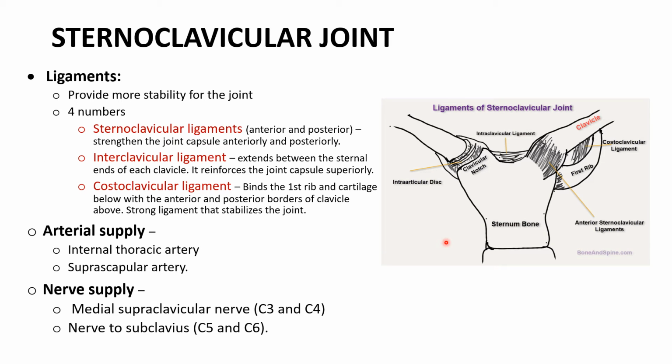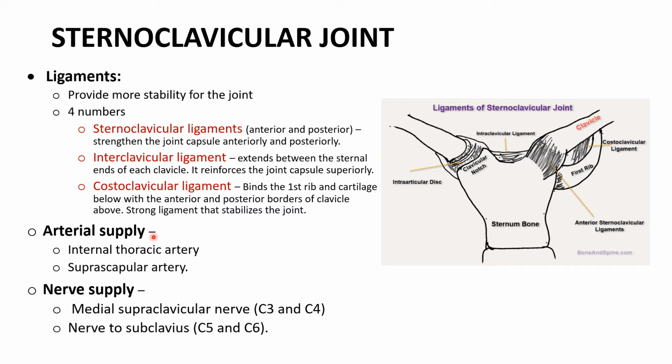Coming to the ligaments that provide more stability for the joint, the ligaments are the anterior and posterior sternoclavicular ligaments that will be strengthening the joint on the anterior and posterior aspect. The other one is the interclavicular ligament between the sternal ends of clavicle that reinforces the joint capsule superiorly. We are seeing the costoclavicular ligament between the first rib and cartilage below with the anterior and posterior borders of clavicle above. This is a strong ligament that stabilizes the joint.